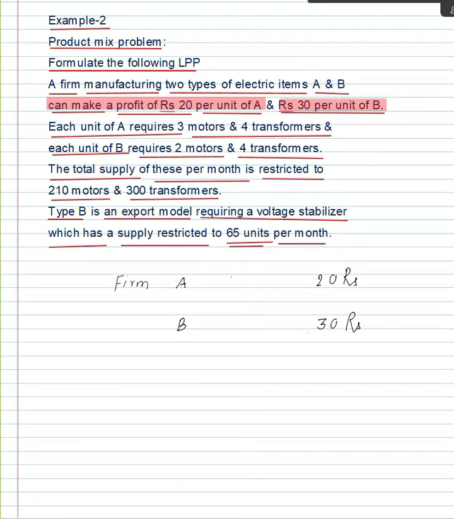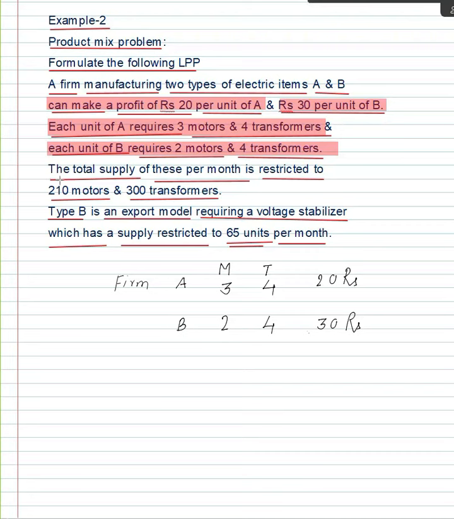Both of these items require two components. One is motor and another is transformer. Each unit of A requires 3 motors, 4 transformers. Whereas each unit of B requires 2 motors, 4 transformers.